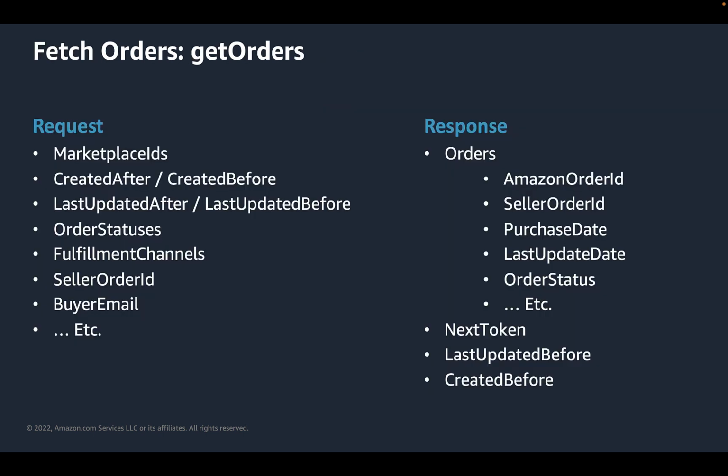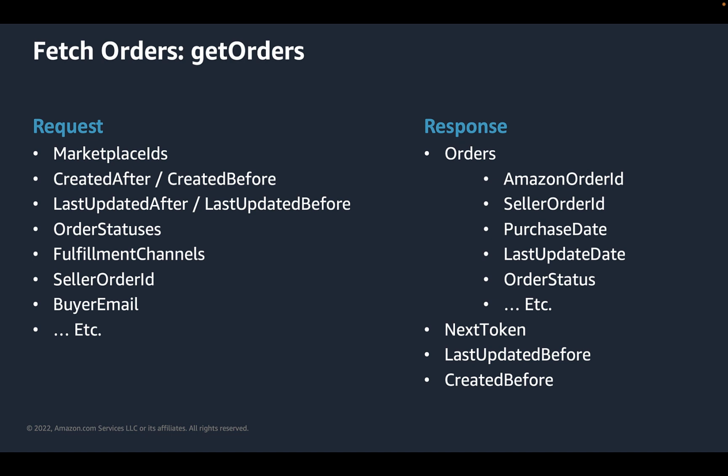status. There are many ways to fetch orders, and one of the most commonly used methods is to call GetOrders API. This API is designed to provide you with programmatic access to order information. It can return a list of orders with some basic order information and up to 100 orders for each API call. On the left side of the request parameter, you can specify date range, order status, fulfillment channels, and even the order IDs or buyer emails to filter the order.